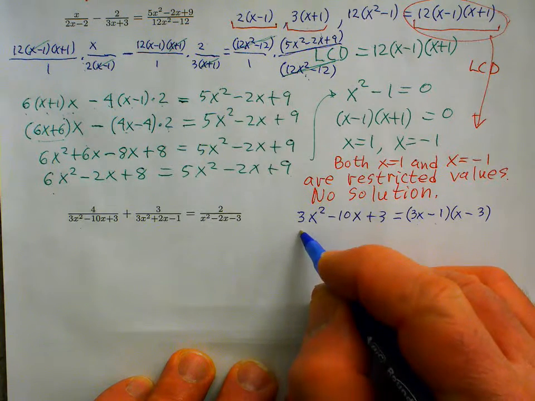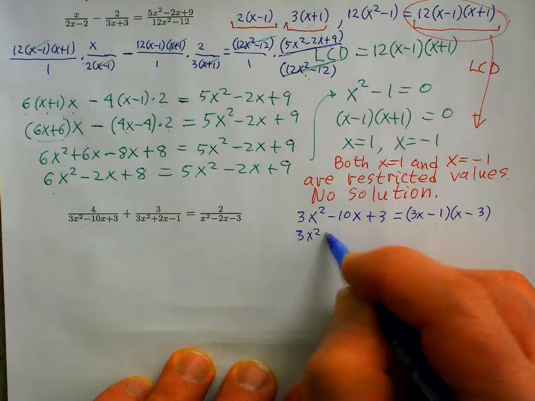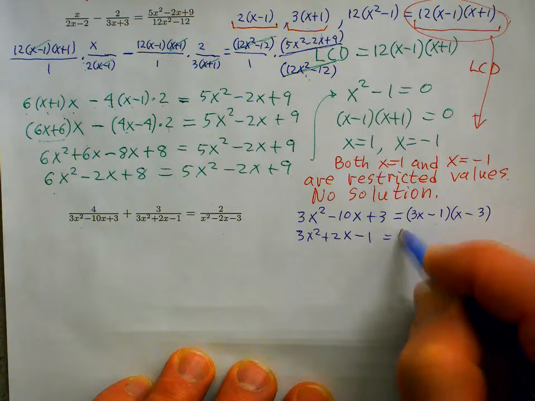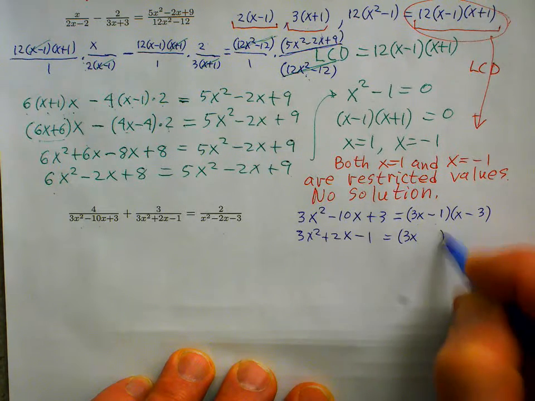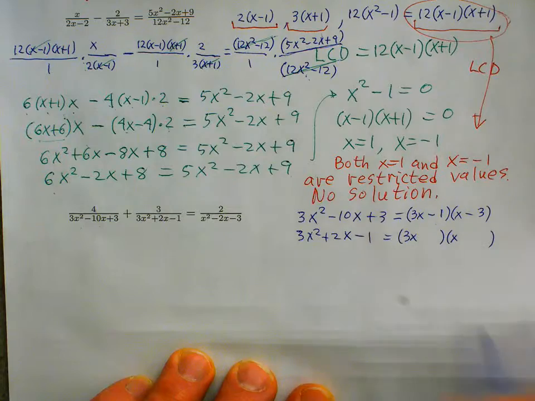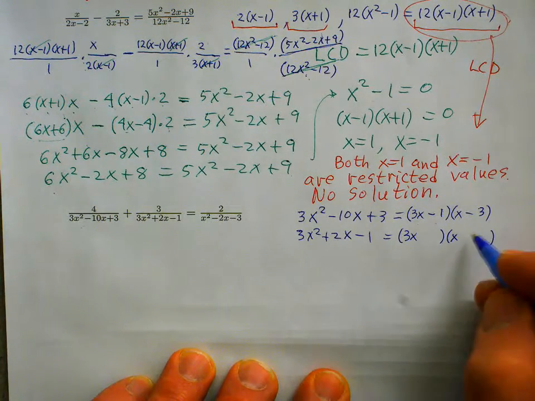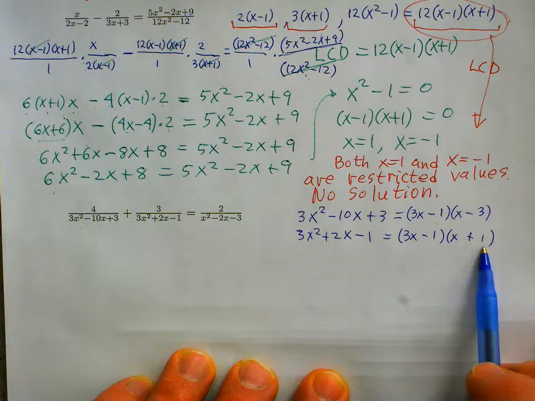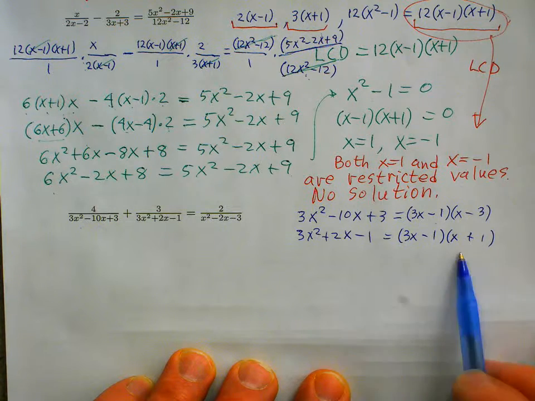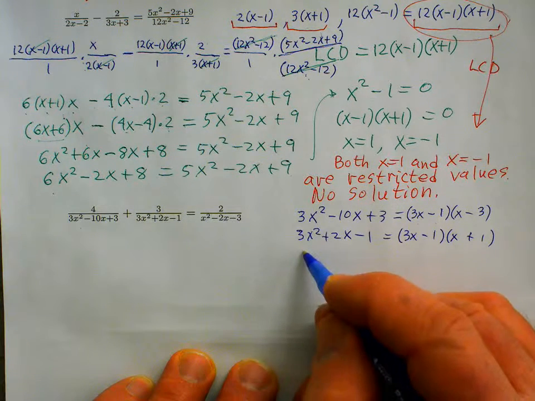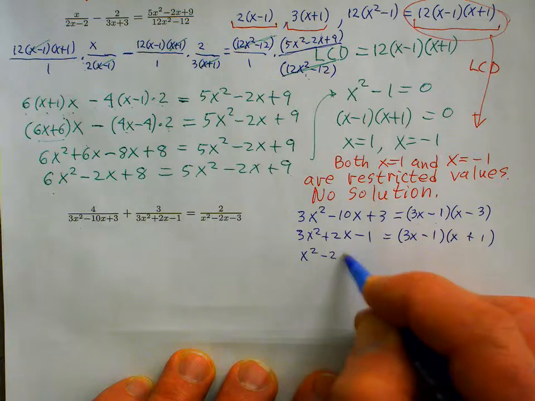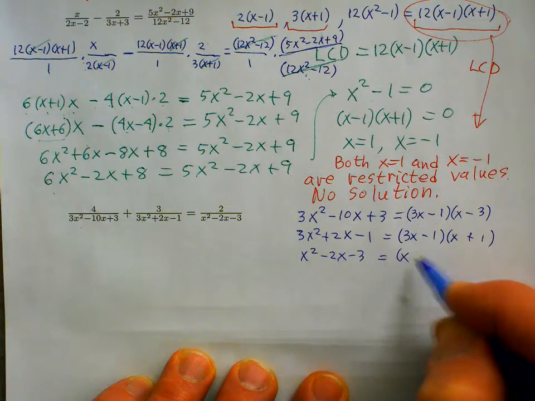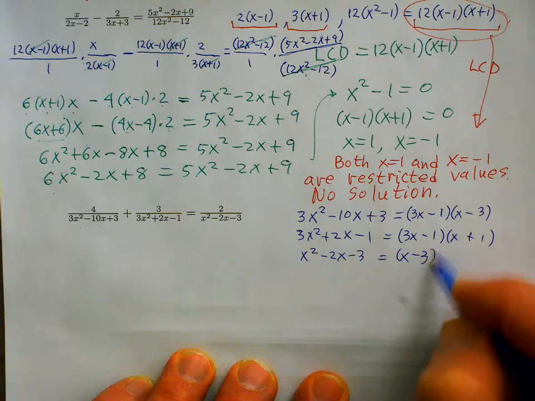The second denominator, 3x squared plus 2x minus 1. I'll see if I can find those factors. So on this one, I need 3x minus 1 times x plus 1. The third denominator, x squared minus 2x minus 3. This one's easier. It's just x minus 3 times x plus 1.